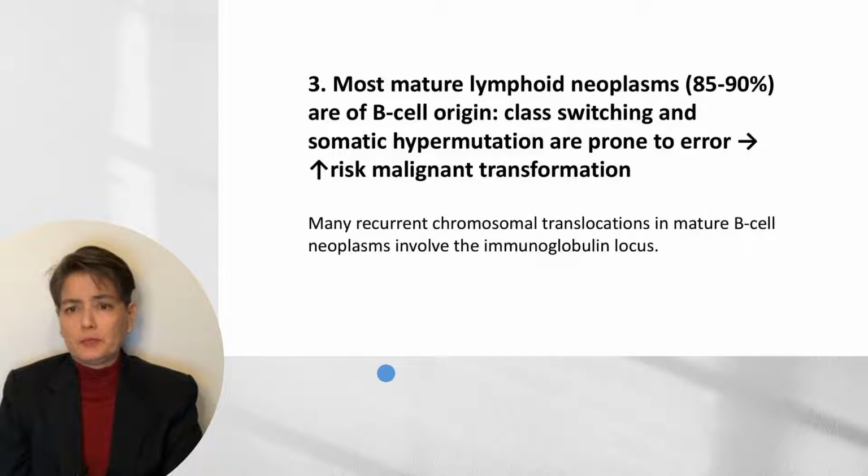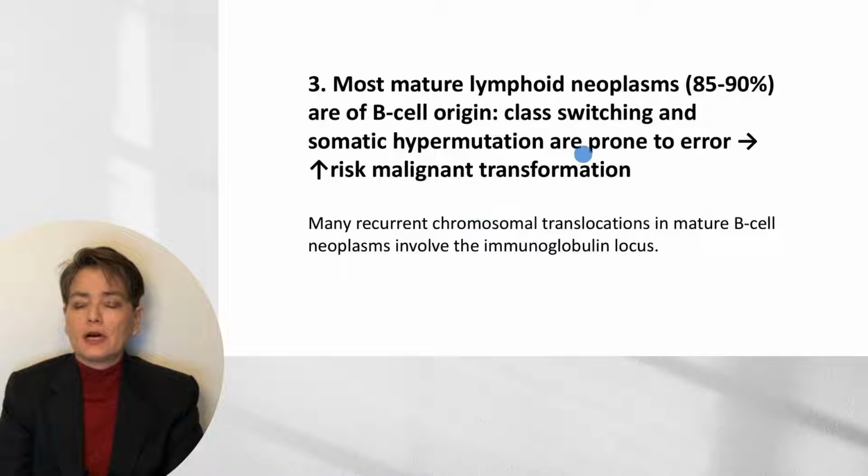Now, I've already alluded to this before, but most mature lymphoid neoplasms are of B cell origin. And the reason is that our B cells are going to be involved in class switching as well as somatic hypermutation. And these processes are prone to error, increasing our risk of malignant transformation. So many of the recurrent chromosomal translocations that you'll be learning about in Robbins that occur in mature B cell neoplasms will involve the immunoglobulin locus.